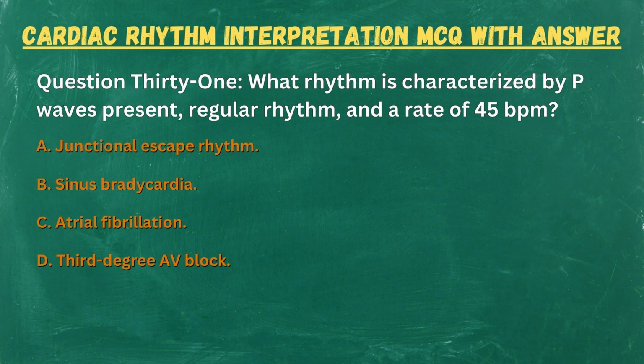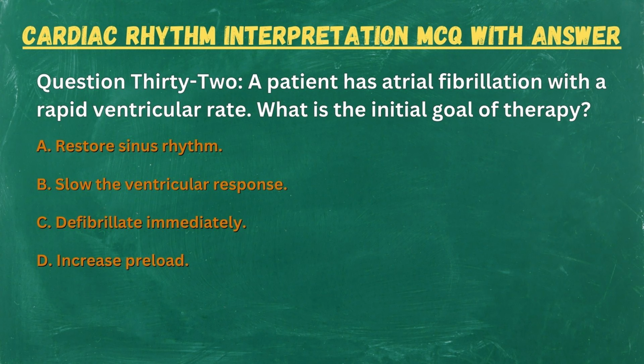Question 31. What rhythm is characterized by P waves present, regular rhythm, and a rate of 45 BPM? A. Junctional escape rhythm. B. Sinus bradycardia. C. Atrial fibrillation. D. Third degree AV block. Answer: B. Sinus bradycardia.